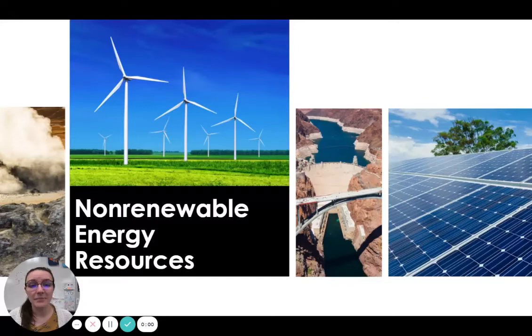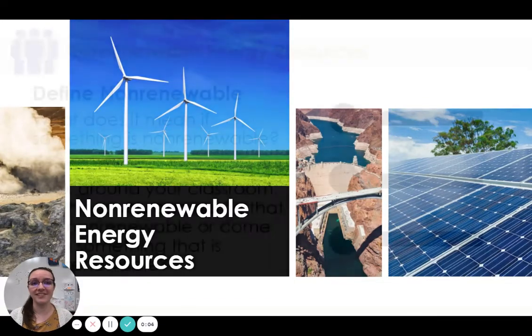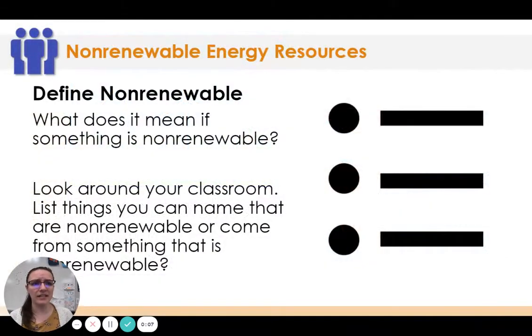So today we are going to be talking about non-renewable and renewable energy resources. First, take a second to think, what does non-renewable mean? What does it mean if something is non-renewable? Hopefully you know that non-renewable is something that is being depleted by use. So it could be being replenished, but just not as quickly as we are using it.